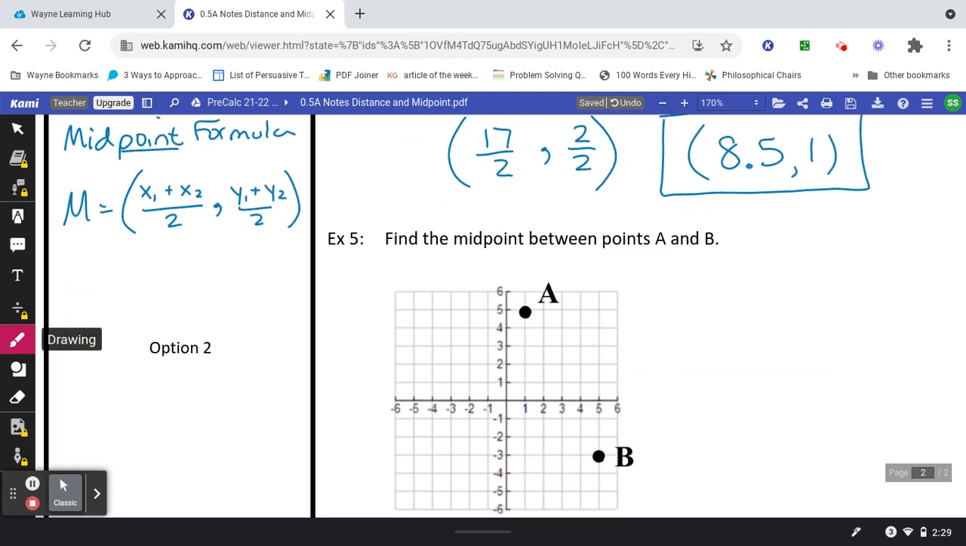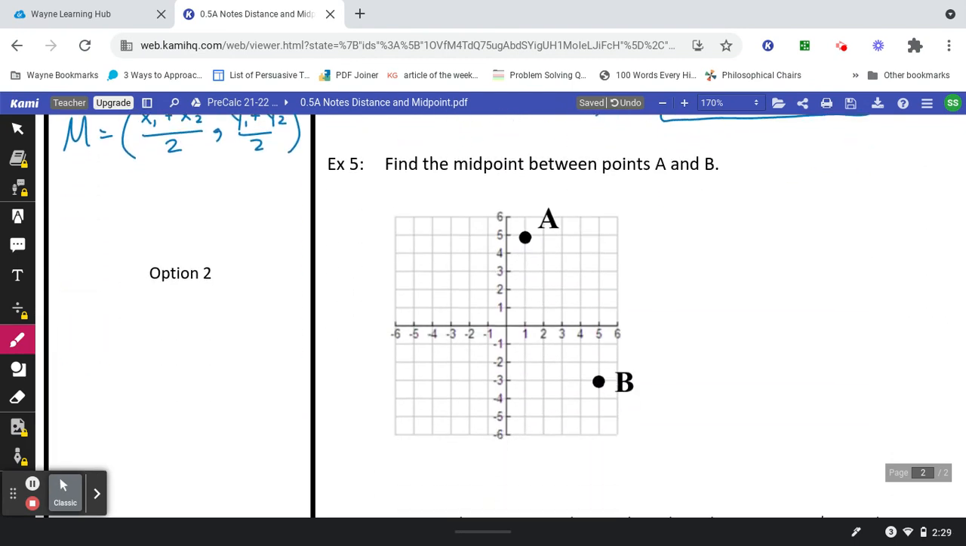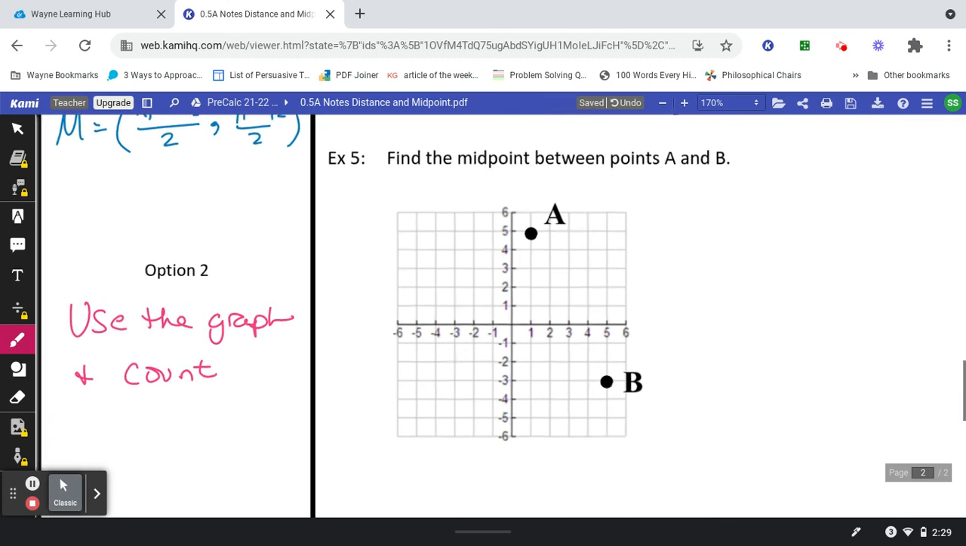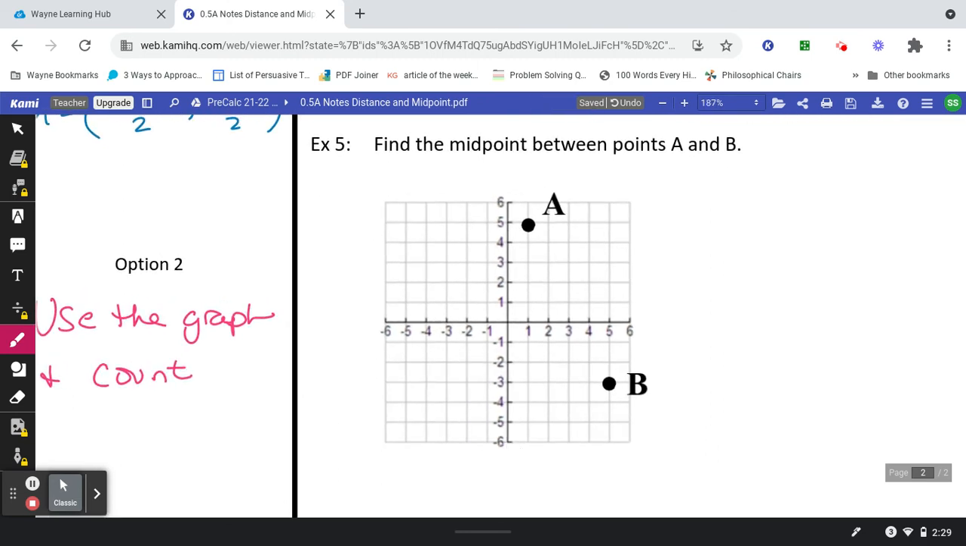Another way to do the midpoint is to just use the graph and just kind of count it out. So a lot of students can just look at A and B and kind of try to find the middle between those two. I've seen some students try to draw a line. I've seen other students just use their fingers to count in. But if you can see, the middle point is going to be about right there. If you could see that, then that's all you need to do, and your midpoint is 3, 1.